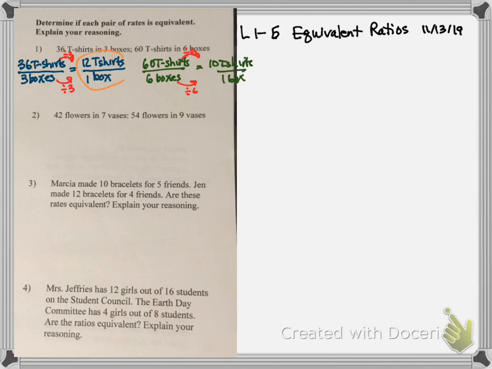Now I look, and I've got 12 t-shirts versus 10 t-shirts. I can draw a conclusion right there that they are not the same. So I said the rates are not equivalent, because they have different values.